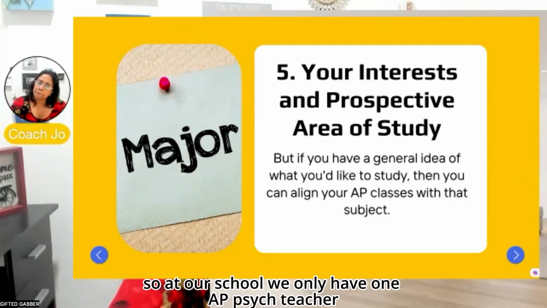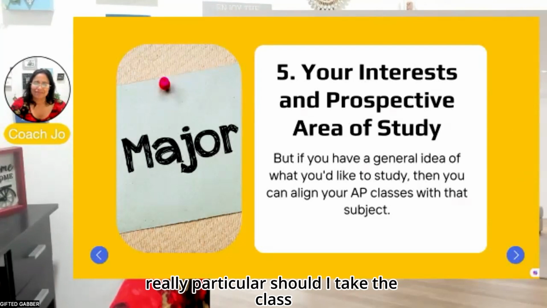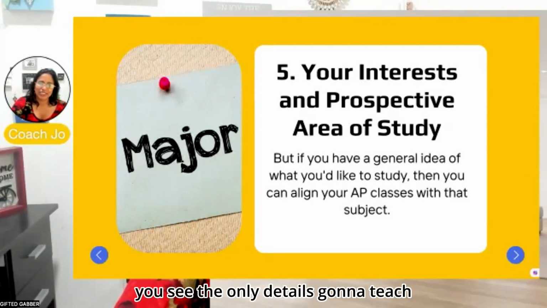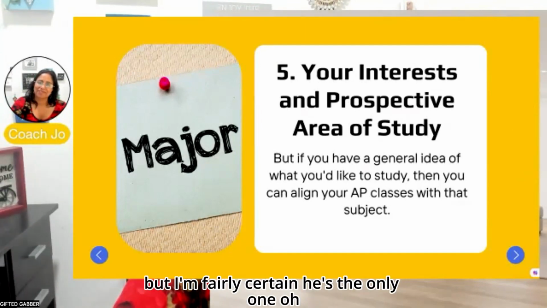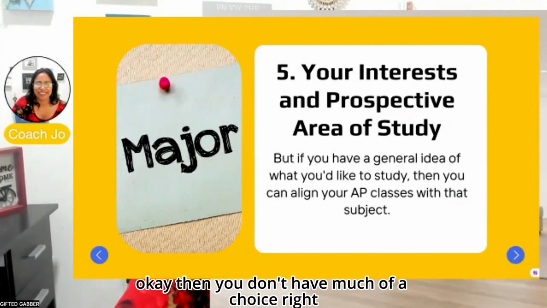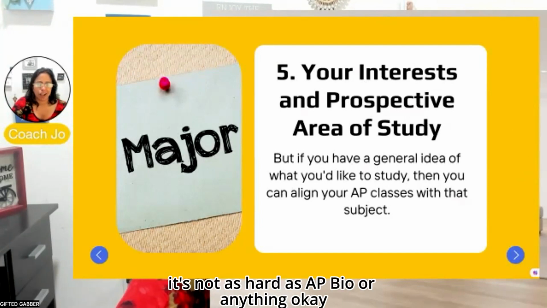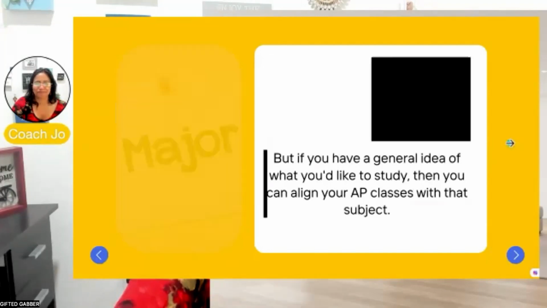So at our school, we only have one AP Psych teacher, and he's known for being really particular. Should I take the class? You don't have a choice, right? Is he the only teacher who's going to teach? I think so. They might be taking on a second, but I'm fairly certain he's the only one. Oh, okay. Then you don't have much of a choice, right? But AP Psych is fairly okay. It's not as hard as AP Bio or anything. Okay. Thank you.